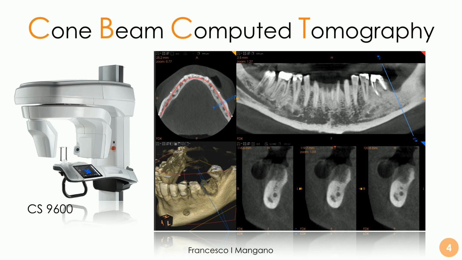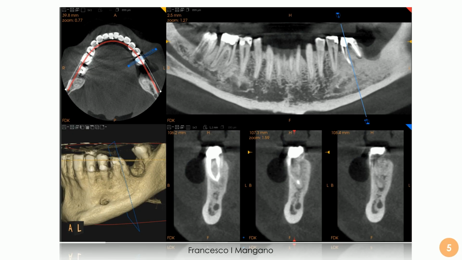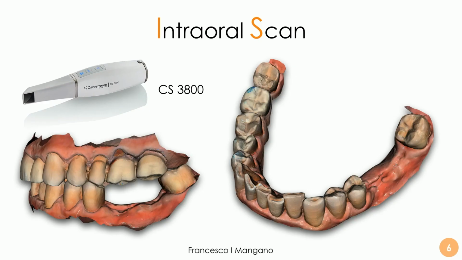So we start from a beam computed tomography, in this case the CS9600, and in the software we make a fast pre-evaluation of the quality of the available bone, the bone volume, and also the thickness of the bone crest and the height of the bone crest for an implant placement. After that, we go straight to the intraoral scan, because the intraoral scan is essential.